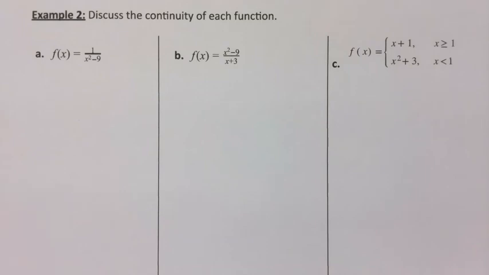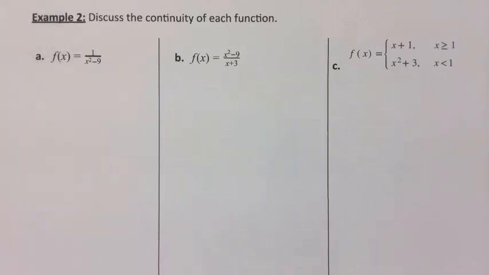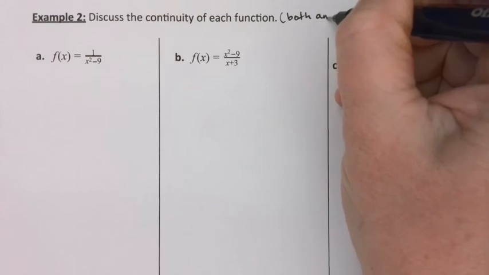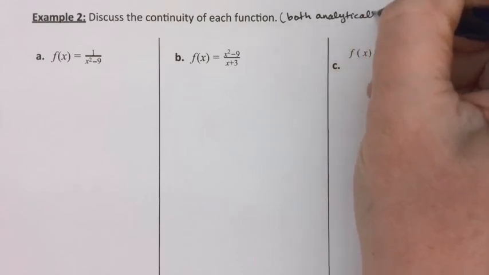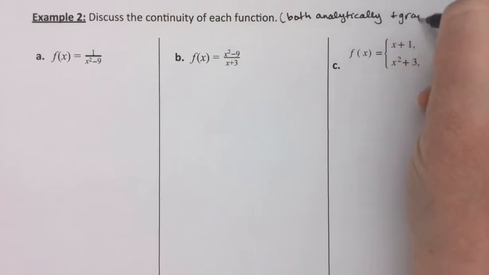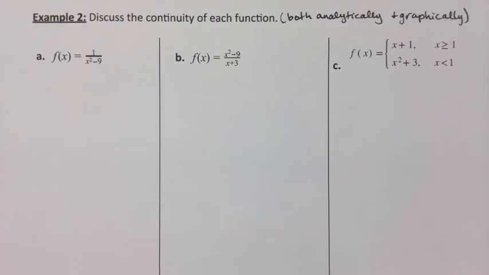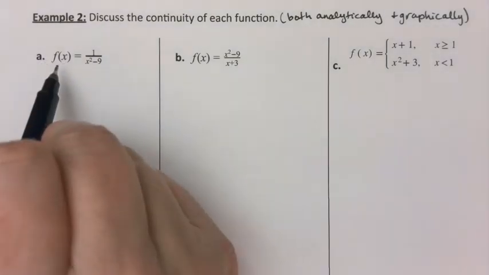Now that we've learned the definitions of continuity and discontinuity, we want to discuss some specific examples where the graphs are not pre-drawn for us and we'll have to figure things out analytically and possibly graphically. So we're going to discuss the continuity of each of these functions, and I'm going to put a little note up here and say both analytically and graphically. That way we can see them both. Now, technically I could do numerically as well, but numeric is just a table of values and it's kind of boring. All right, so let's start over here with letter A.